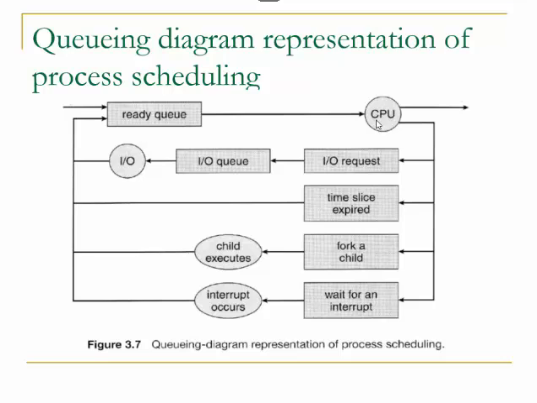Next, you can see that when an IO request is generated, the process is moved to the device queue, for the IO operation. Then the IO operation is performed, and after that the process is sent back to the ready queue.